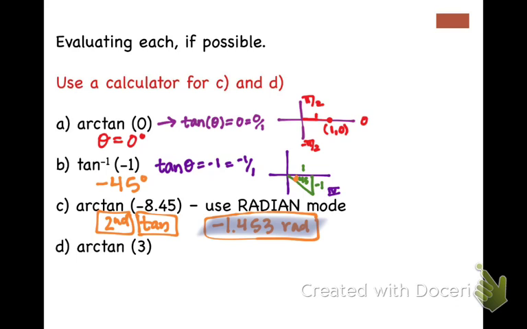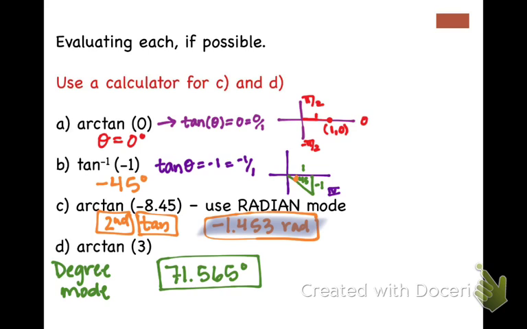In part D, we'll use degree mode. So change back into degrees. Remember, you hit that mode button, and then you can go backwards. And if we do second tangent of 3, this would give me 71.565 degrees. All right, so those are 2 that we cannot do by hand, but the rest of them we could.